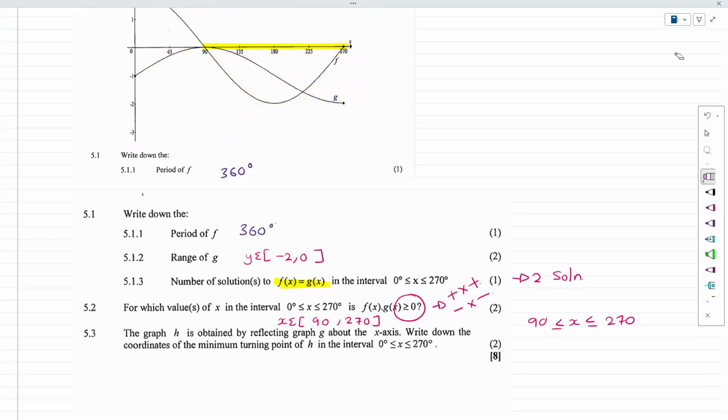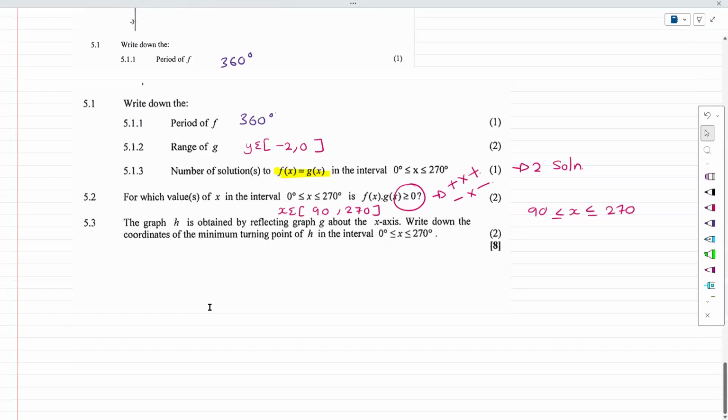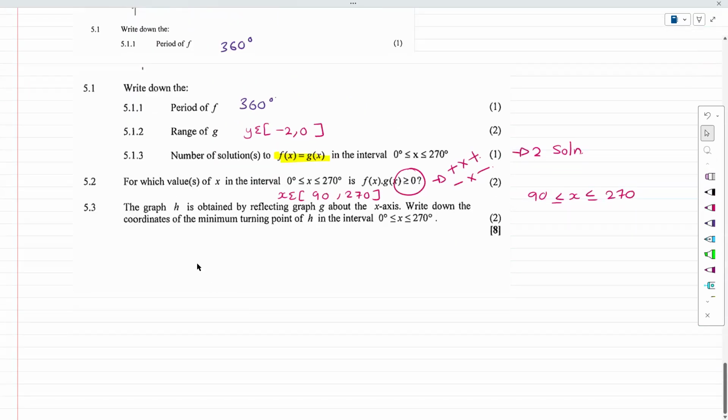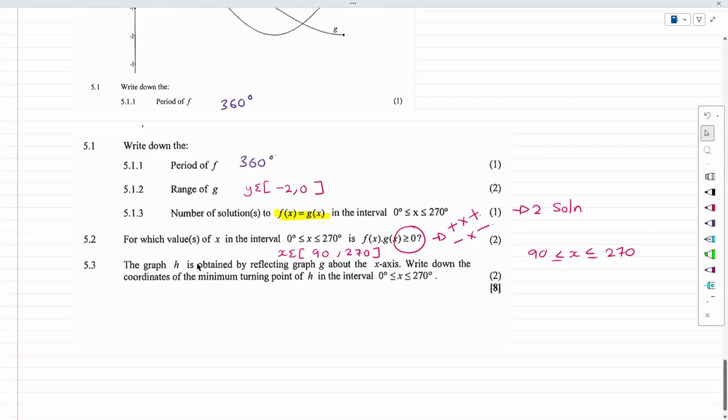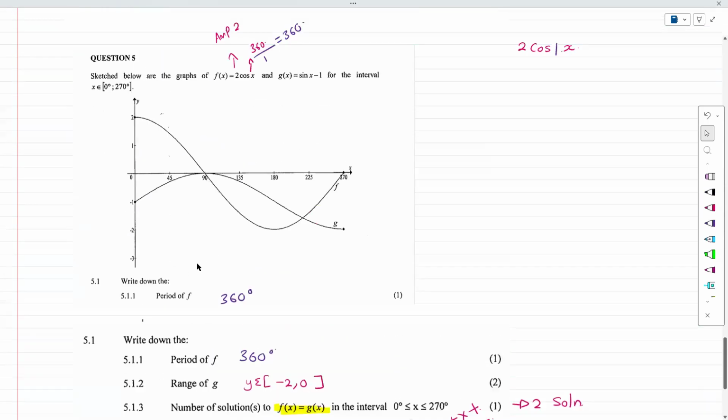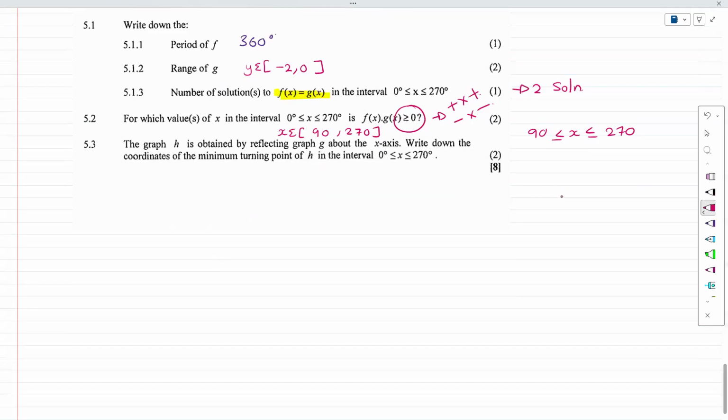And the last one, I like these questions. H is obtained by reflecting the graph across the x-axis. We did a few of them. Again, if the graph is reflected across the x-axis, the y value changes. The amplitude changes to the opposite value. But let's go and look at f. F is already 2 cos theta, so f of x equals 2 cos x.